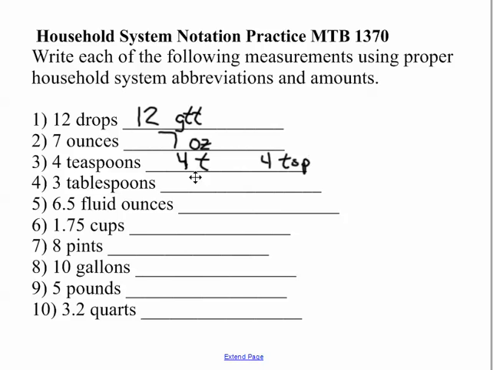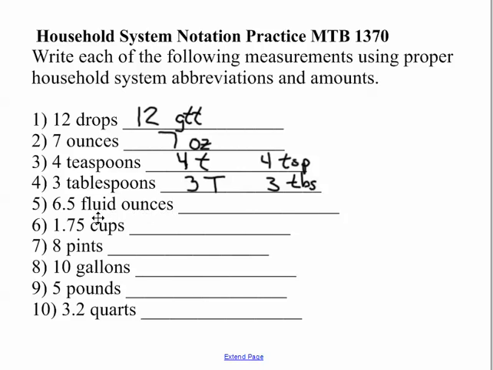For problem number 4, it says 3 tablespoons. The simplest thing to do would be 3 and a capital T. Has to be capital T if it's tablespoons. And remember, each tablespoon is equivalent to 3 teaspoons, which we'll talk about in Chapter 4. The other abbreviation for tablespoon would be TBS, so you could go 3 TBS. I prefer to use the capital T for tablespoon.